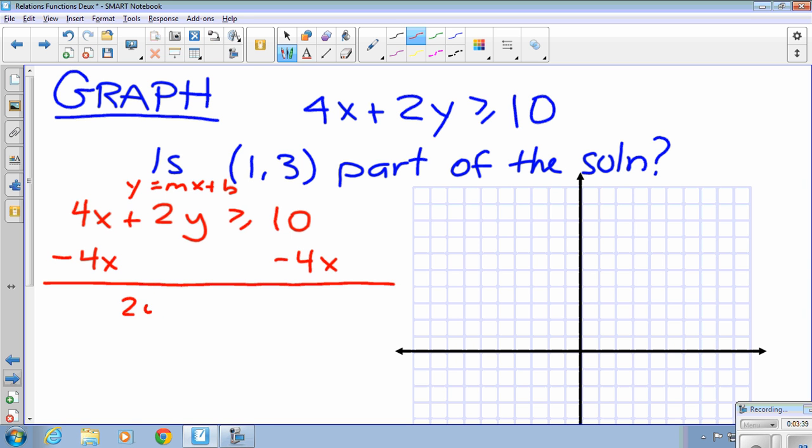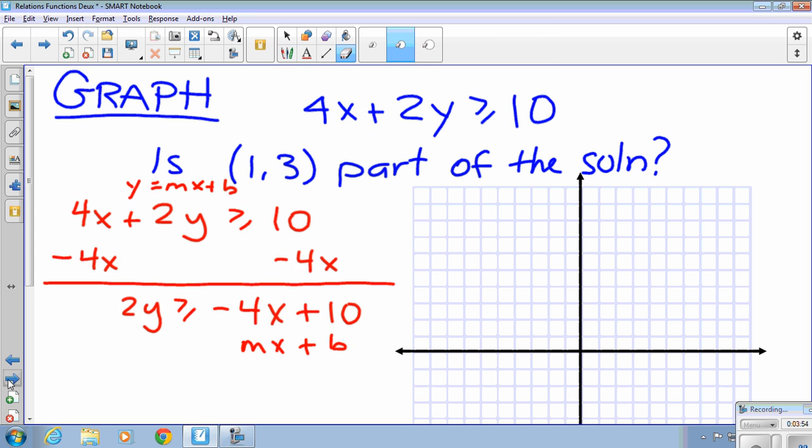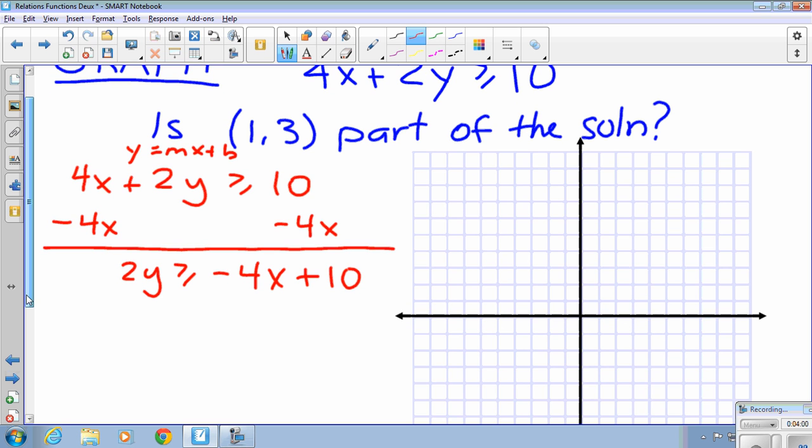When we do that, we're left with 2y is greater than or equal to negative 4x plus 10. So now you can start to see that it's actually getting into that mx plus b form. The only thing stopping us is this 2 on the left-hand side. So we now have to divide the 2 out of both sides, and we're left with y is greater than or equal to negative 2x plus 5. So that 2 divides out of both of those terms on the right-hand side.